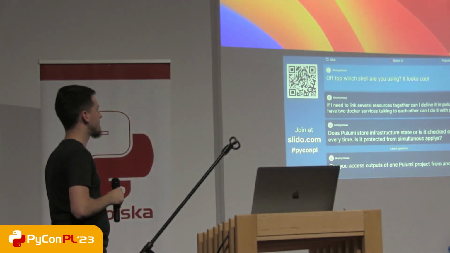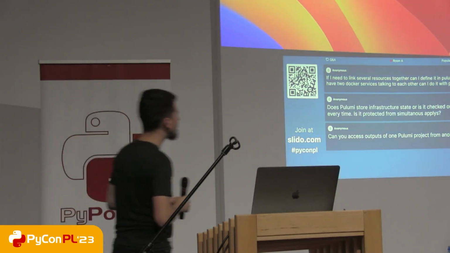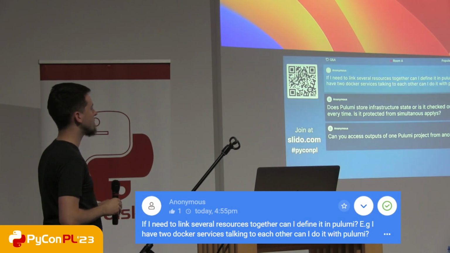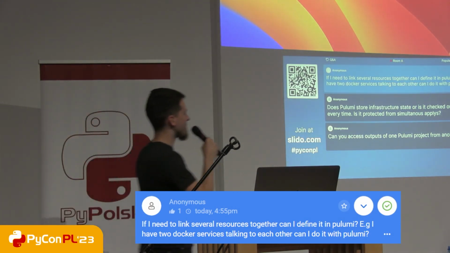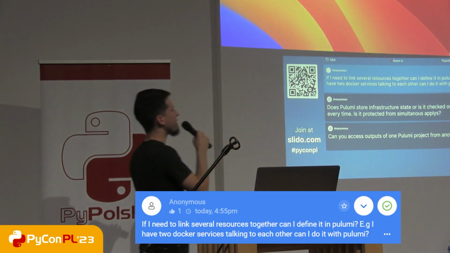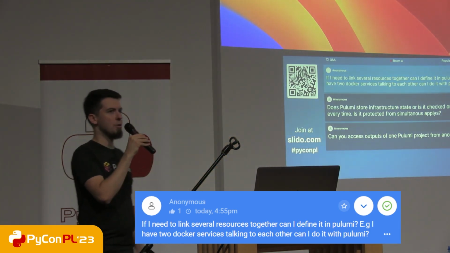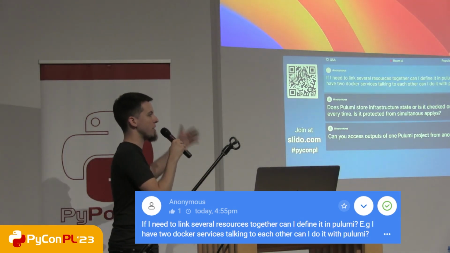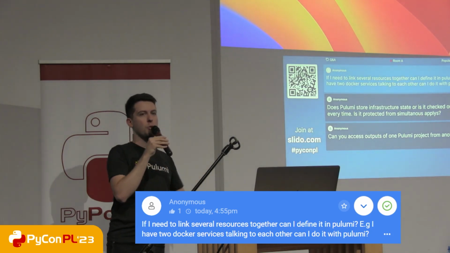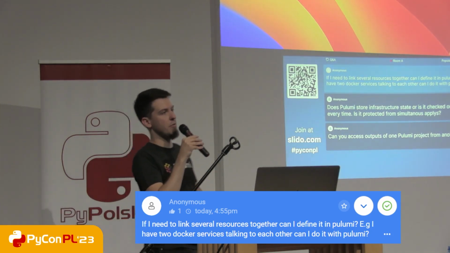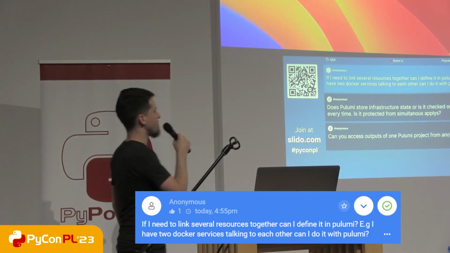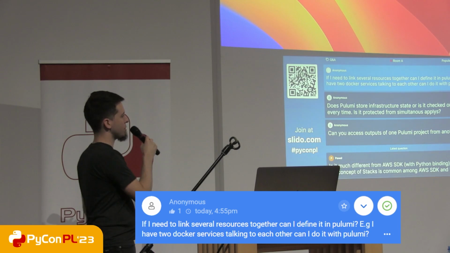Okay, thank you. If I need to link several resources together, can I define it in Pulumi? Like two Docker services talking to each other? I would say yes, because I don't really understand the problem here. If you have two Docker services, probably they are created using, I don't know, Cloud Run, AWS Fargate or something like that. If they are supposed to communicate with each other, you have to ensure that they are within the same VPC and maybe pass some environment variables so they can actually find each other. So yeah, I would need some more details or a more concrete example to give you proper advice.